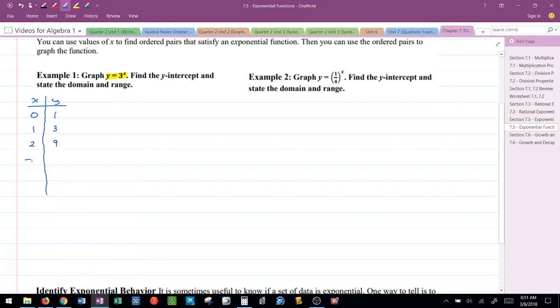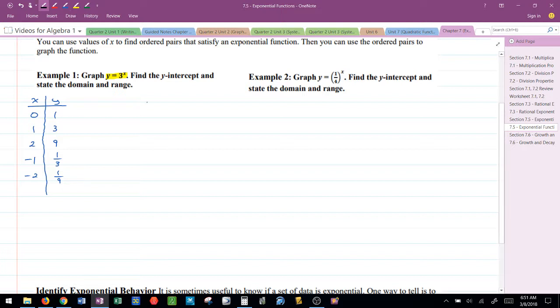Now I'm going to try some negative numbers as well. What if I plug an x in that is negative? Well, for 3 to the negative x power, to get rid of that negative exponent, you move that base, so this becomes 1 over 3. When x is negative 2, I have 3 to the negative second, which would be 1 over 3 squared, or 1 over 9. So I have these different points right here.